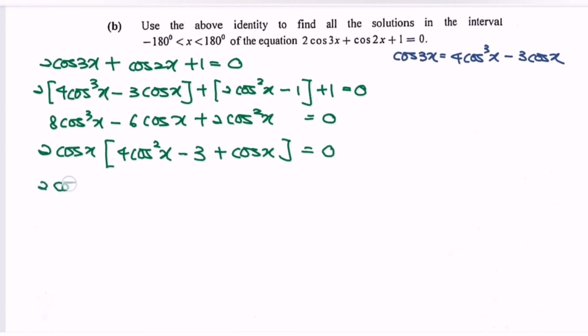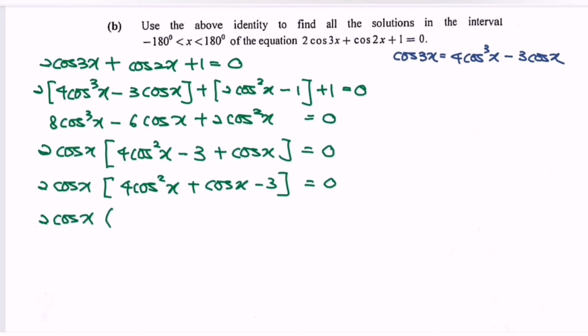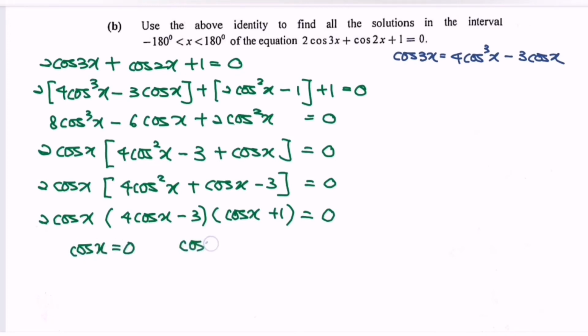Rearrange. So 2 cos x bracket, we have 4 cos square x plus cos x minus 3. Here we notice that we have a quadratic expression. So kindly factor it. 2 cos x bracket, if we factor it, we will have 4 cos x minus 3 multiplied with cos x plus 1. So finally, we will have cos x equals 0, then cos x equals 3 over 4, cos x equals negative 1. So that is the result. Next, what we have to do is to find the solutions for these 3 cases.